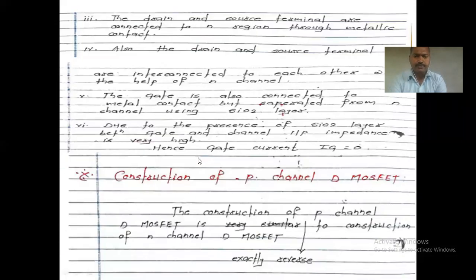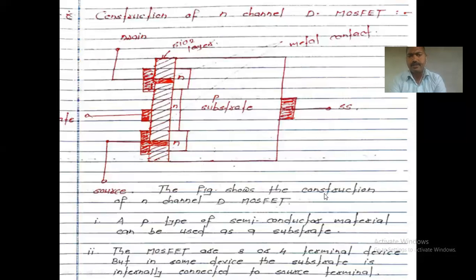So we have now seen the construction of the N channel. N channel indicates that there is a channel formed between your 2 N layers. This is called the channel. This is called the N layer. That's why it is an N channel.